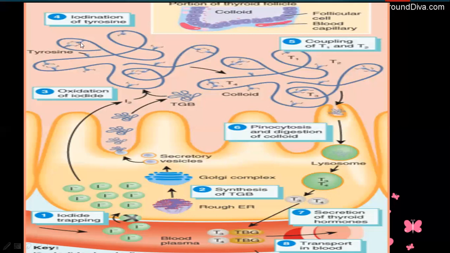So iodination of tyrosine means that iodine atoms come and bind to the tyrosine. After oxidation of iodide, this iodine will come and bind to the tyrosine. That is called iodination of tyrosine. If one iodine atom is coming and binding, then that is called monoiodotyrosine.